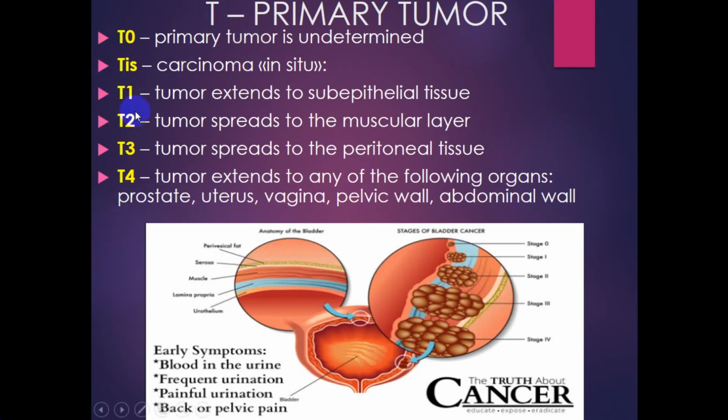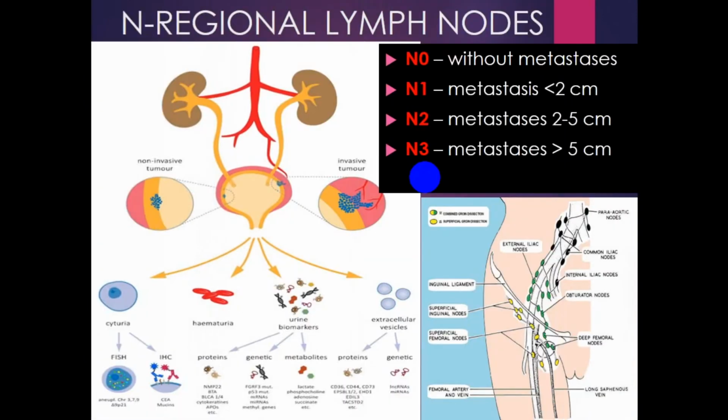And T1 to T4 according to extending to the structures of the wall, from subepithelial tissue to different organs around the bladder. Here you can see the structural wall and the size and the penetrating the structures and anatomical organs. Early symptoms include blood in the urine, hematuria, frequent urination, painful urination, and back or pelvic pain. So we can see that urolithiasis also can have these symptoms, but we can differentiate it due to diagnostics and well-known processes which can be in human organism.